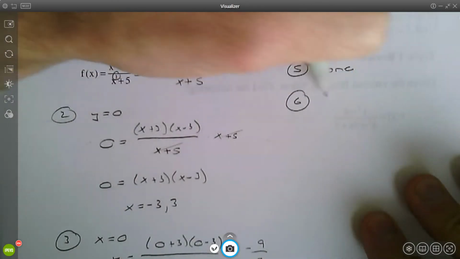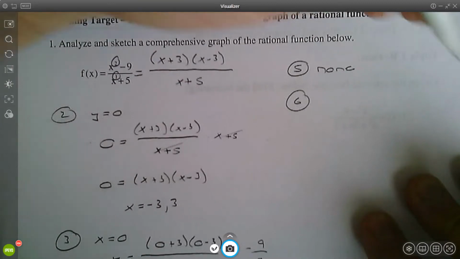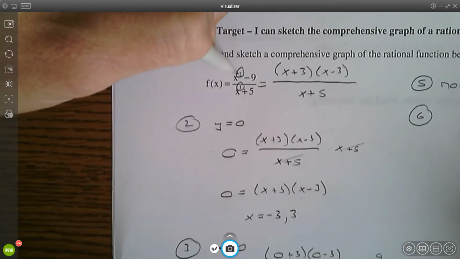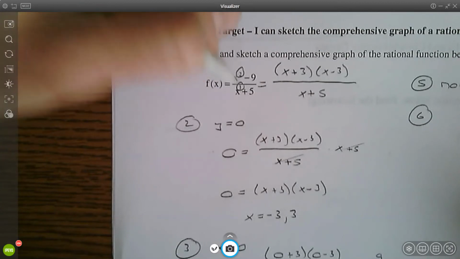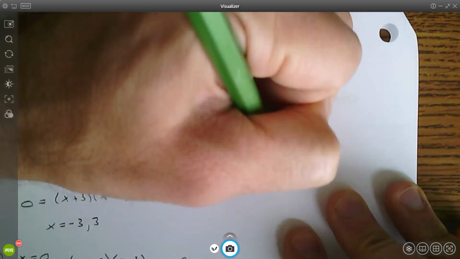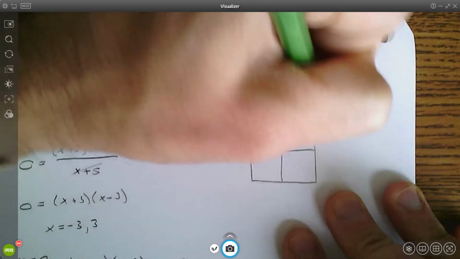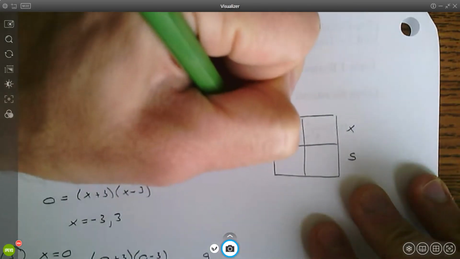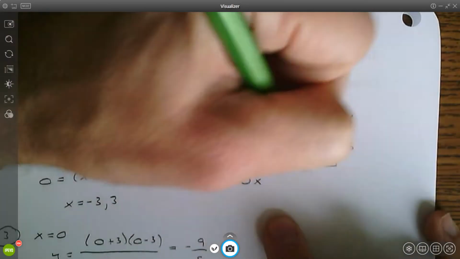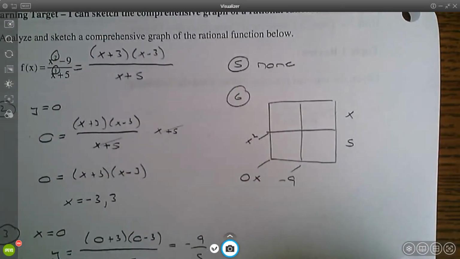Number 6, slant asymptotes or oblique. There is a slant asymptote because the degree of the numerator is exactly 1 more than the degree of the denominator. So we're going to set up division with the x plus 5. And on the diagonals, x squared, 0x, we do need a placeholder, minus 9.